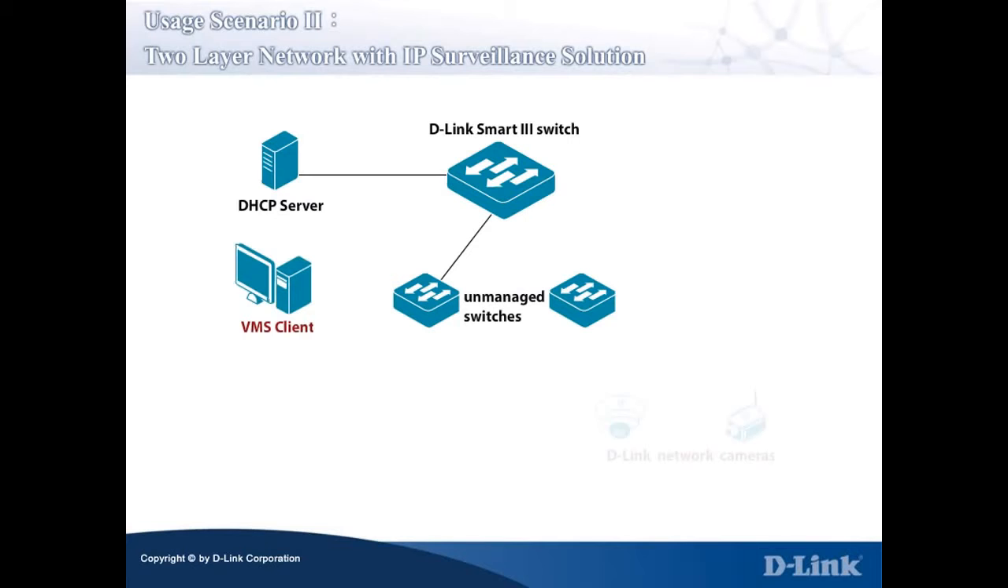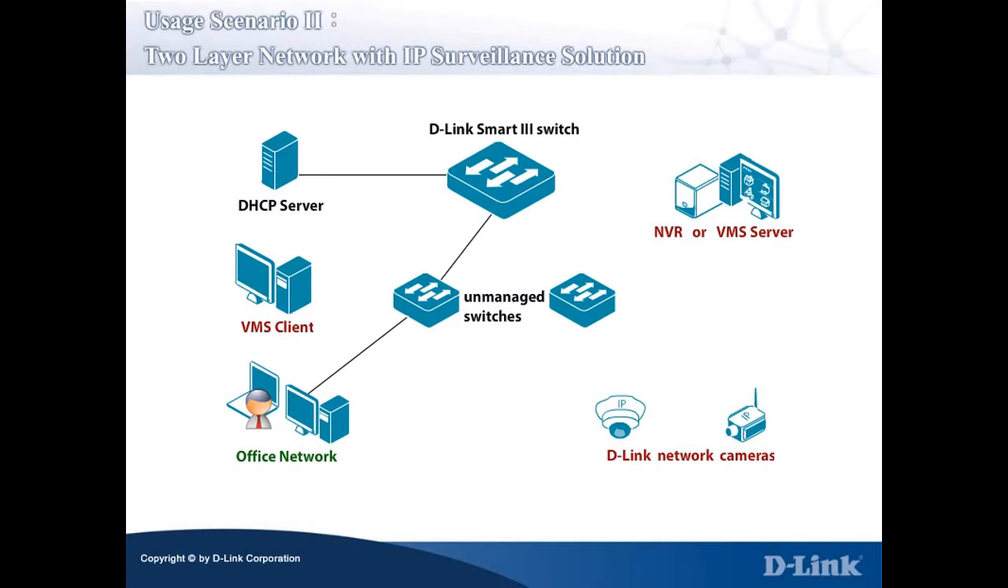Usage Scenario 2 is a two-layer switched network with the Smart 3 switch as the core layer switch and two unmanaged switches as the access layer switches as shown in the diagram. In addition, similar to Usage Scenario 1, we have an existing DHCP server, a VMS client, network cameras, and an NVR or VMS server. Here we use the VMS server. The office network with user computers connects to one of the unmanaged switches.